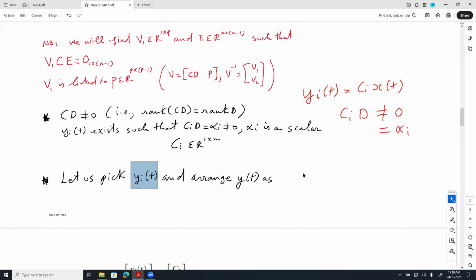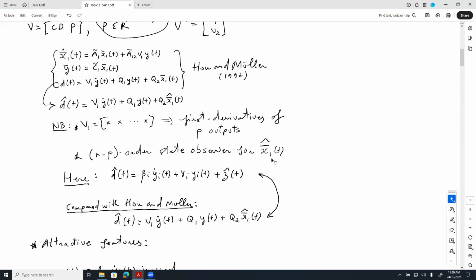Now, in the case that there are many more output measurements that give us this expression, then we would have a choice. We can pick whichever output measurement we like to decompose the unknown input into.